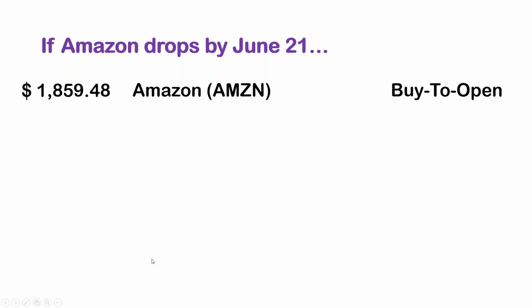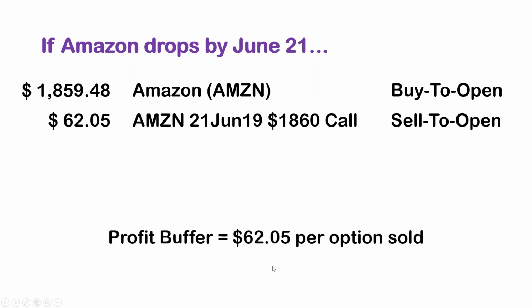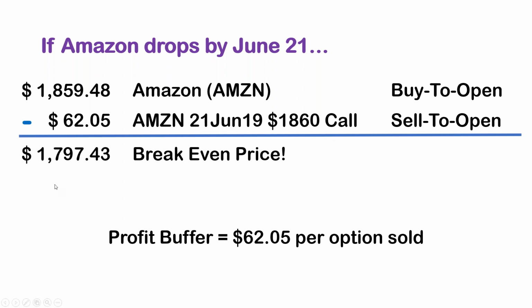What if Amazon drops by June 21st? Everybody's worried about it dropping, right? Well, we have a built-in profit buffer of 62.05. So in addition to it being a coupon, a discount, an instant dividend, it's also a profit buffer. In other words, we can drop all the way to 1797.43 and still be profiting on this Amazon thing. So we have some room.